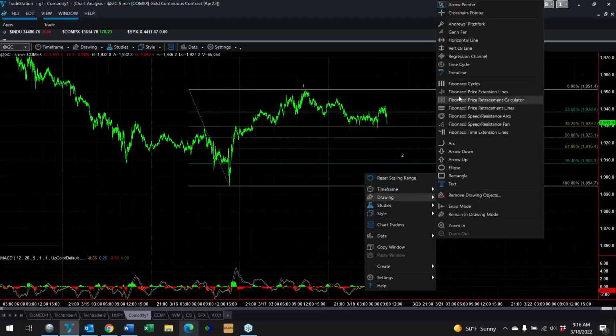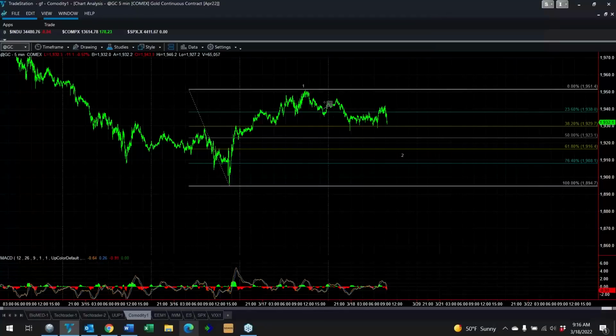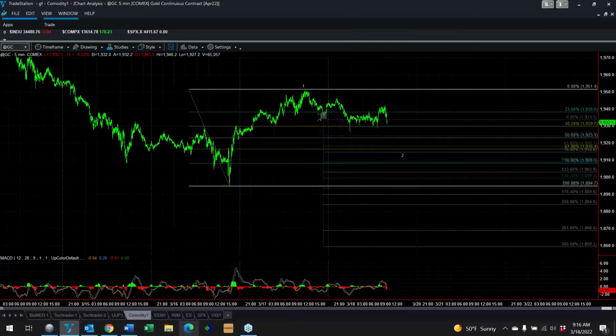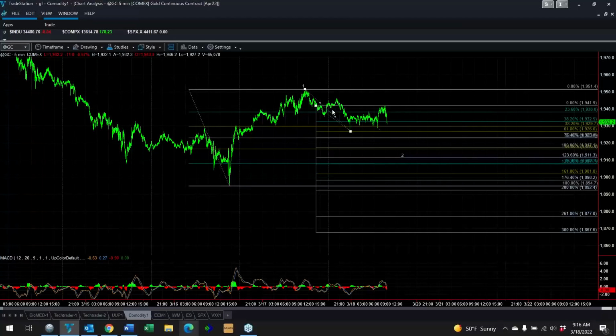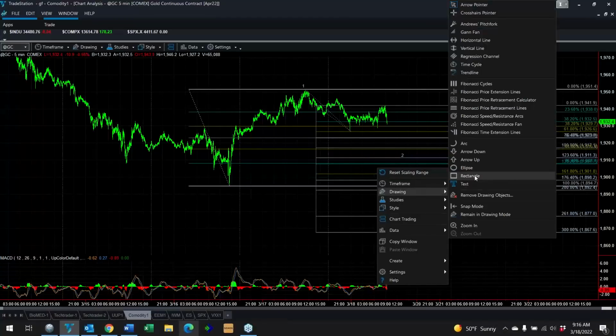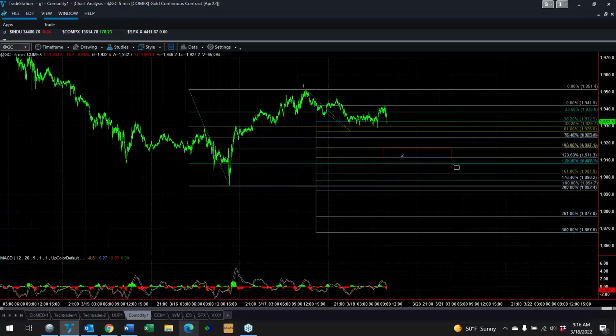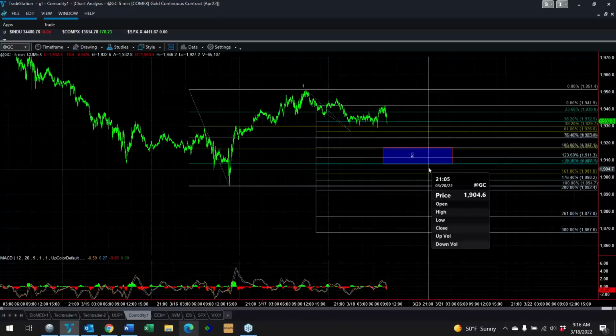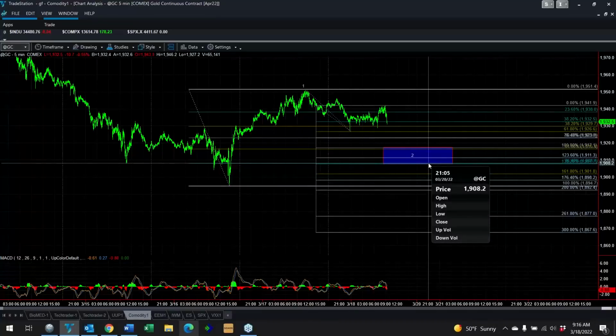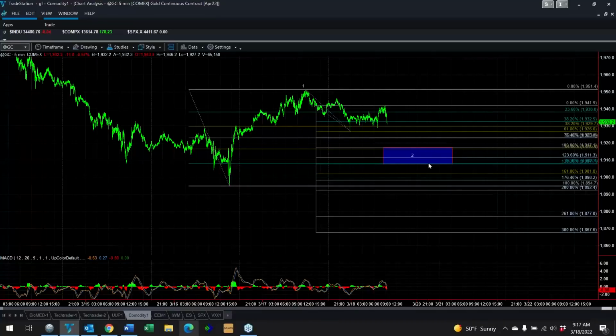Let's do an ABC. Your 1.0, yep, that's your support right there, ladies and gentlemen. That's your support right there for GC. So 1908 is the bottom of that. 1907, 1908. As long as that holds, then this is looking like an ABC pullback in GC.